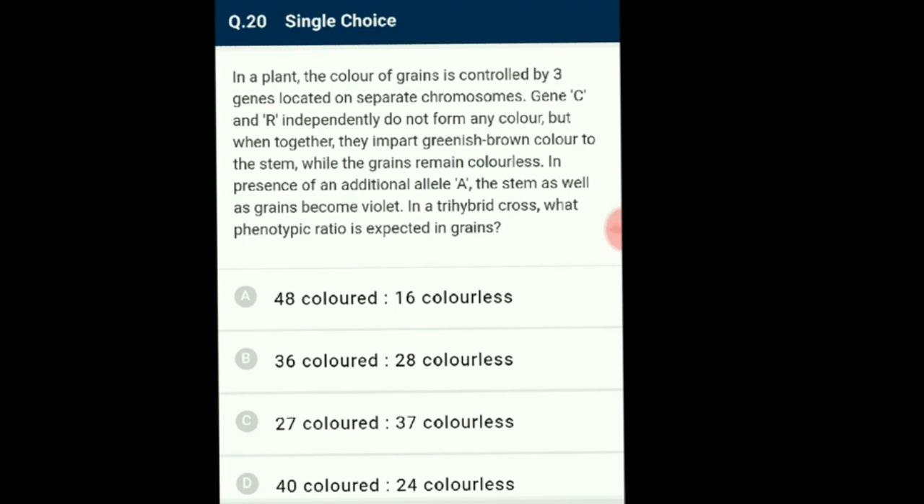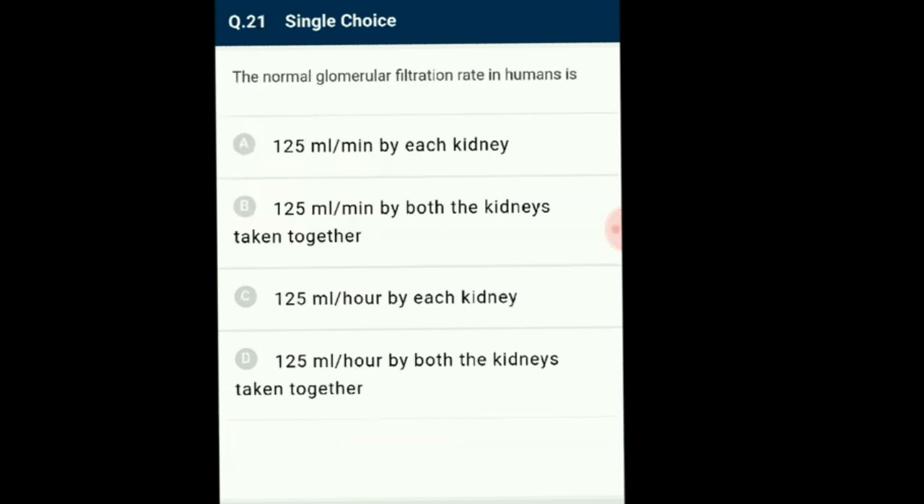Thus, the proportion of plants with genotype capital C, capital R, capital A in a trihybrid cross will be 3 by 4 into 3 by 4 into 3 by 4, so it is equal to 27 by 64. Thus 27 progenies will have colored grains. The remaining 37 out of 64 will have colorless grains. So 27 colored, 37 colorless is the answer for this question.